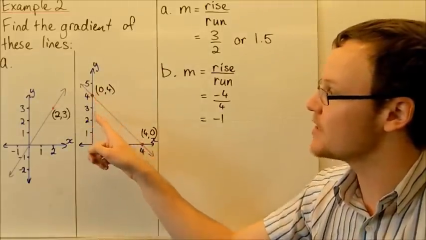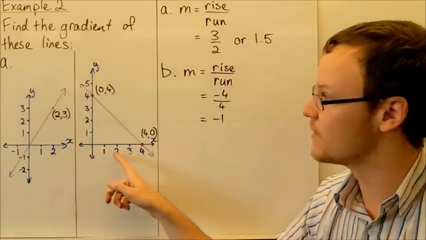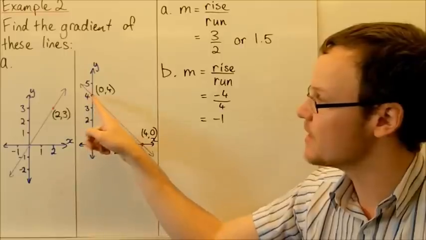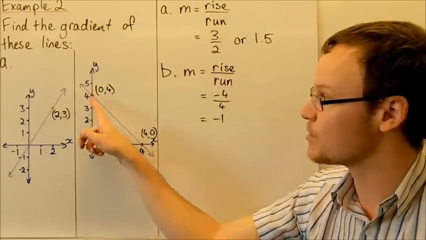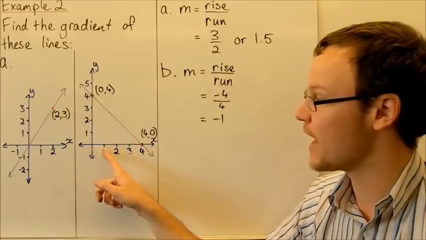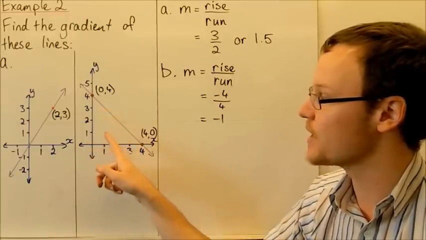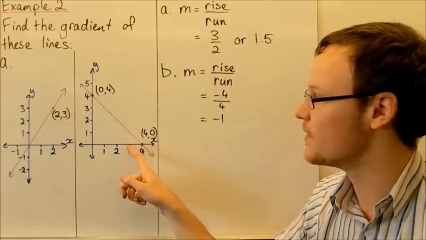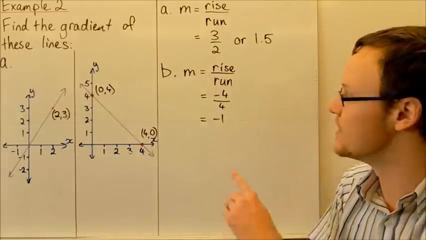And we can see that as our x values increase by 1, the y values decrease by 1. So we can see it goes from y equals 4 when x equals 0. If we add 1 to x, we've gone down to 3. Then add 1, 2, add 1, 1. So we are decreasing by 1 each time, and that's our gradient, negative 1.